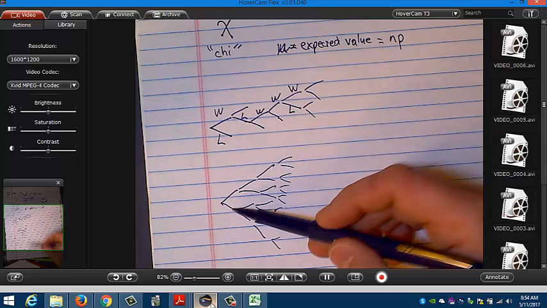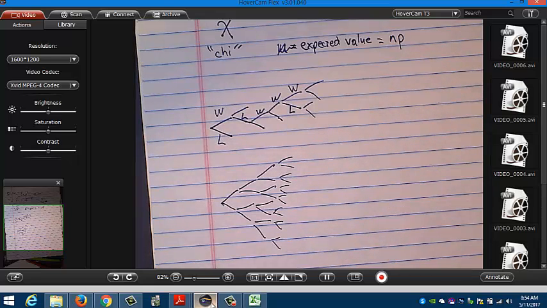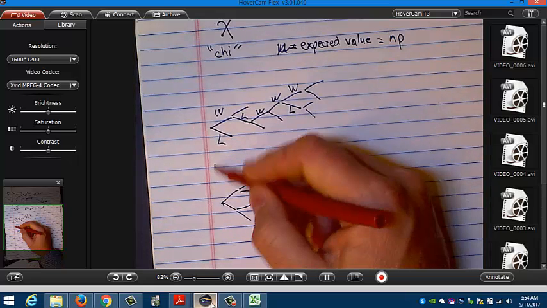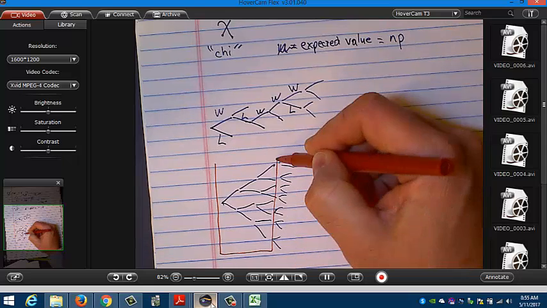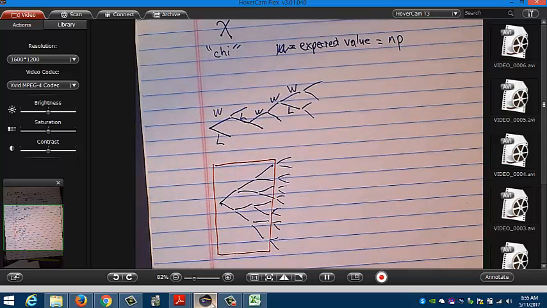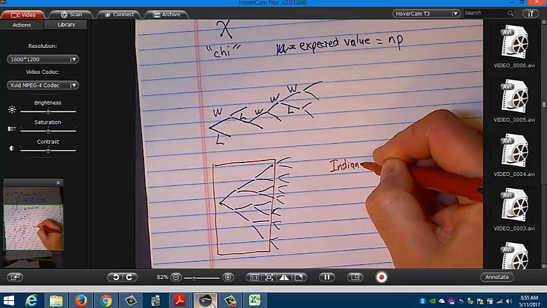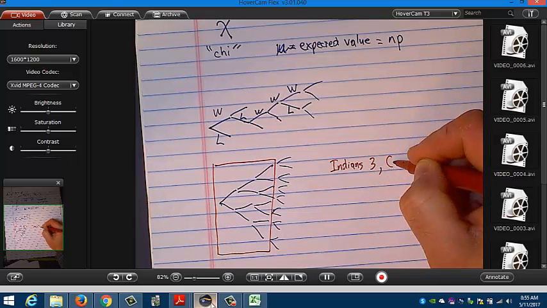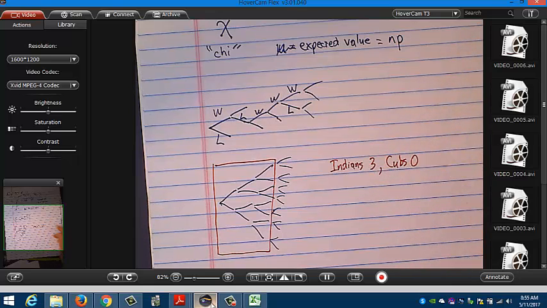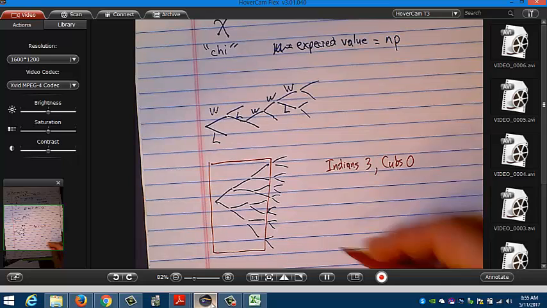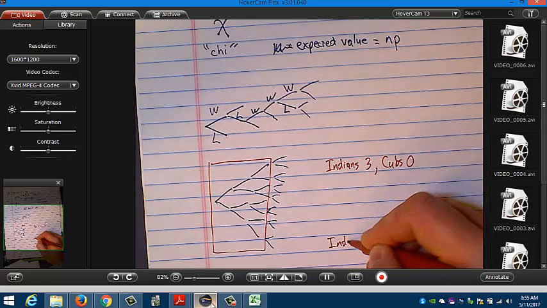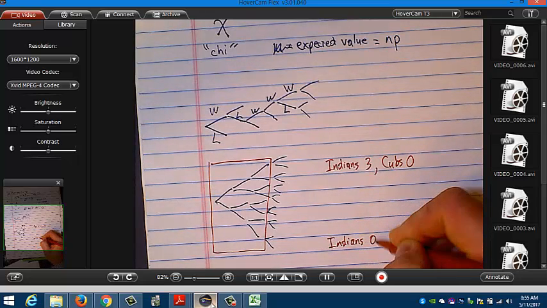So when you look at the end of 3 games, I almost think this is where you start. Okay? And you say, what's the score so far? Well, it could be Indians 3, Cubs 0 after 3 games. It could be Indians 0, Cubs 3.